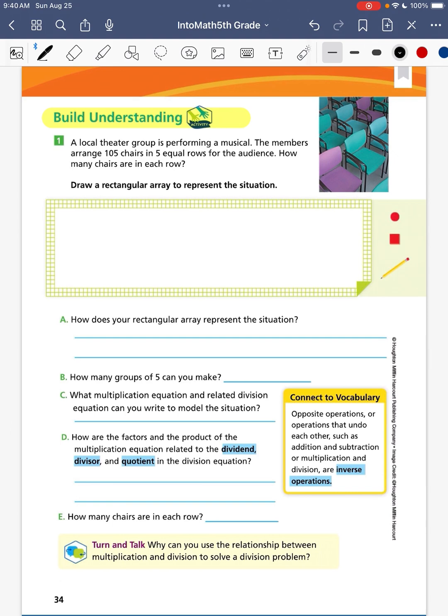Build for understanding. Number 1. A local theater group is performing a musical. The members arrange 105 chairs in 5 equal rows for the audience. How many chairs are in each row? Here it's asking us to draw an array to represent the situation. An array model is a grid. We know that we have 1, 2, 3, 4, 5 seats in each row, and we can draw this out.